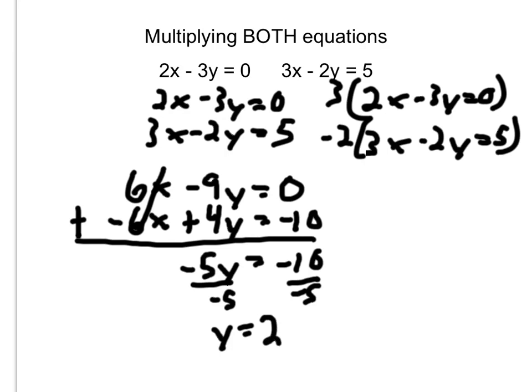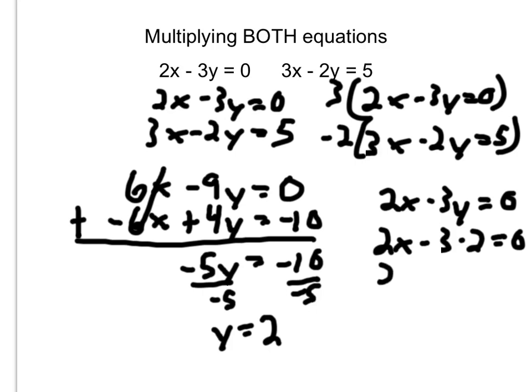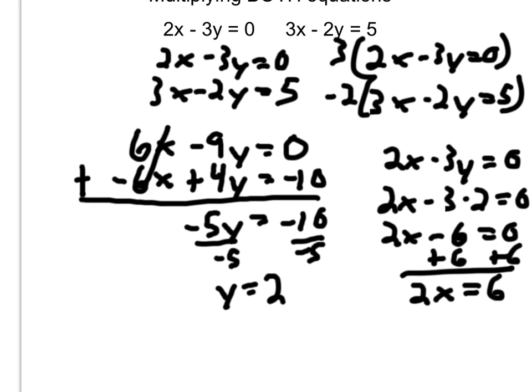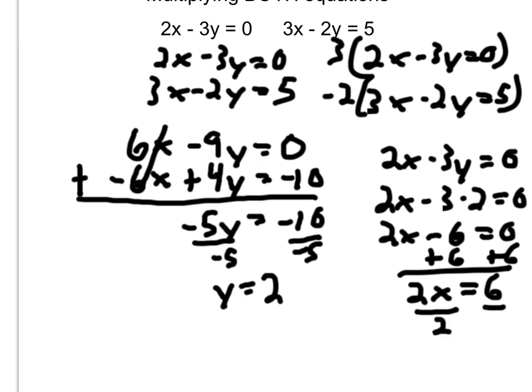Okay, now I'm going to plug this into either one of the original equations to figure out what x should be equal to. Okay, again, I'm going to plug it into one of the originals up here. So I'm going to pick the 2x minus 3y variety. And 2 times x minus 3 times my y value, which I just found to be 2, should equal 0. So 2 times x minus 3 times 2 is 6. Should equal 0. So if I add 6 to both sides, I get 2x's is equal to 6. And I'm going to divide by 2 on each side to get x is equal to 3. So my ordered pair, my solution should be written as positive 3 and positive 2.